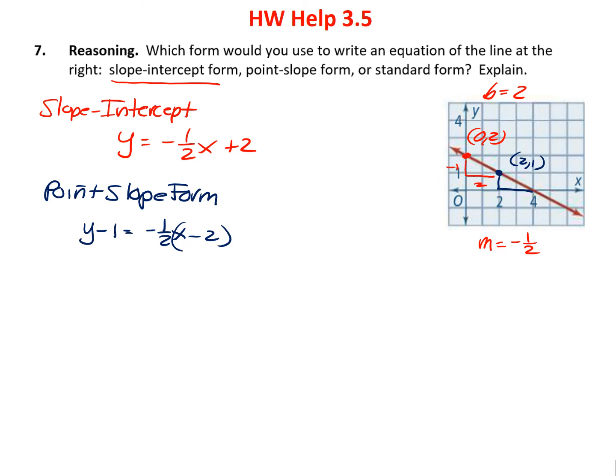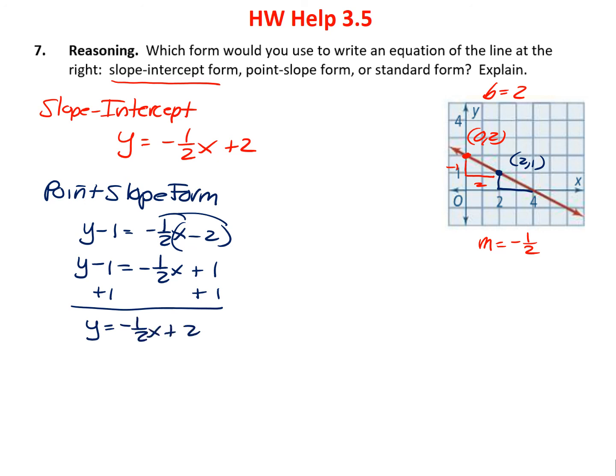Notice, of course, that if I were to simplify this, distribute there, I get, that's a plus 1. And then if I undo this, I end up with the same form I got with the slope-intercept form. But this would be it in point slope form. The hardest would probably be to find the standard.